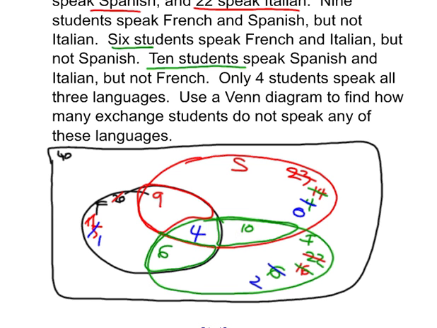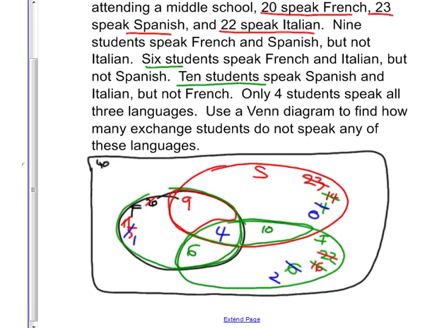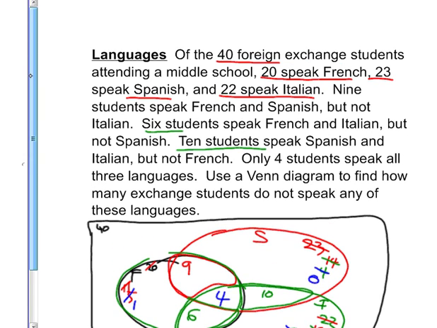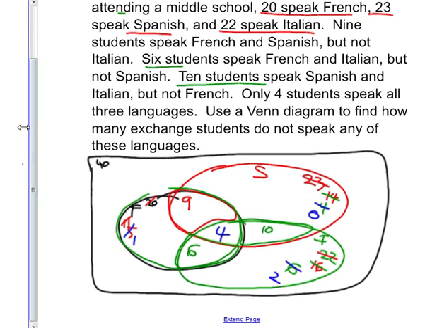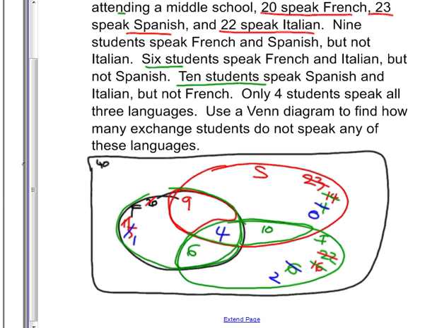I'm going to do a little checking for each of the big circles here. I want to see if I've got the right total. So as I look at the black circle, which are the French-speaking students, if we remember right, there was 20 who spoke French, so I want to see if that's still what I have here. So I've got 9 plus 1 is 10, plus 6, 16, plus 4 is 20, so that checks out.